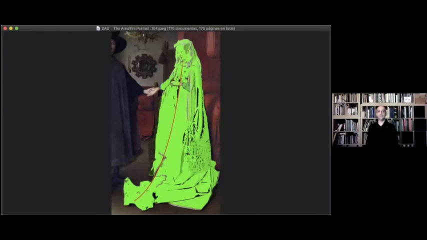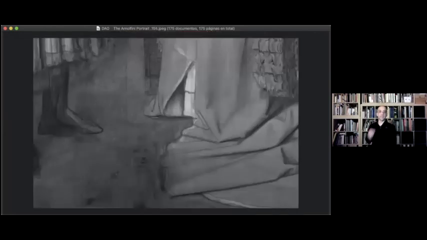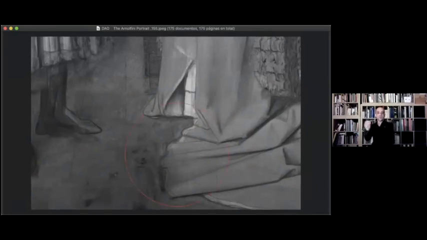And I should tell you also that the dog is not in the underdrawing. Infrared reflectogram showing the hem of the green skirt alongside the dog. We're going to take a look at some of that after.